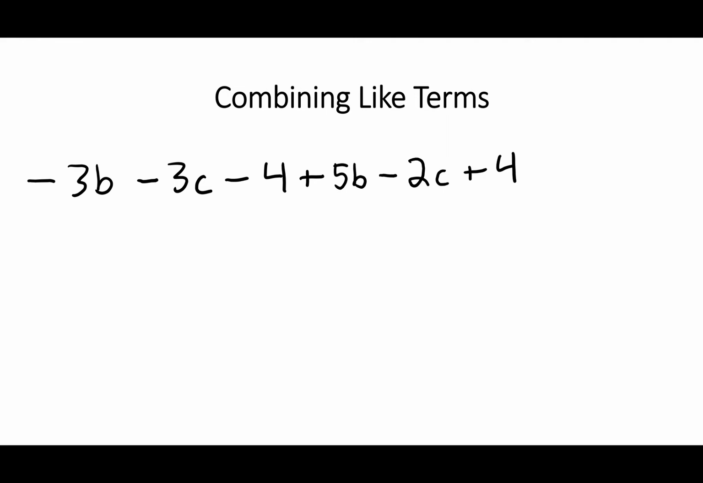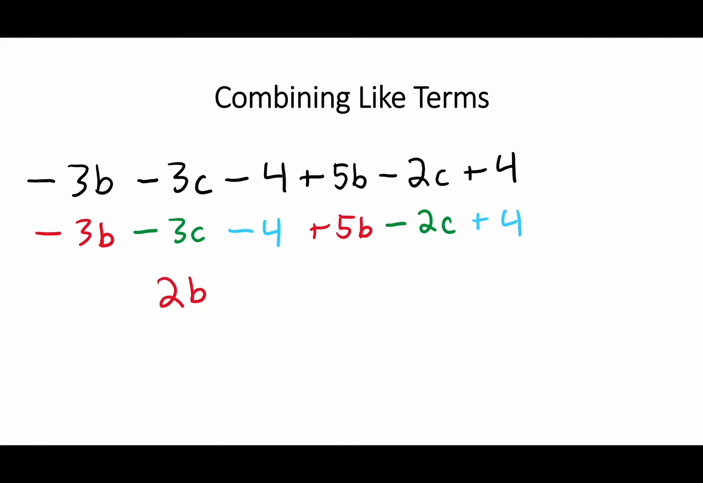Moving on. Here, another super long, difficult one. Not really, just use color. In this case, let's make the B's red. Let's make the C's green. Let's make the numbers by themselves blue. Okay, so negative 3 plus 5, 2b.